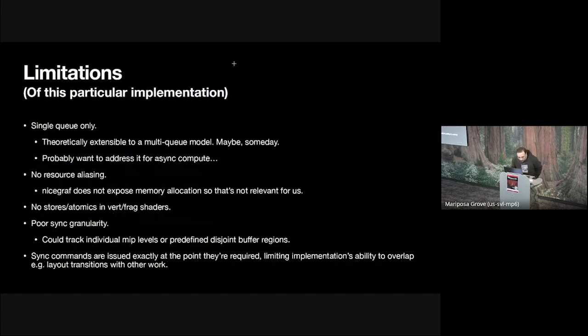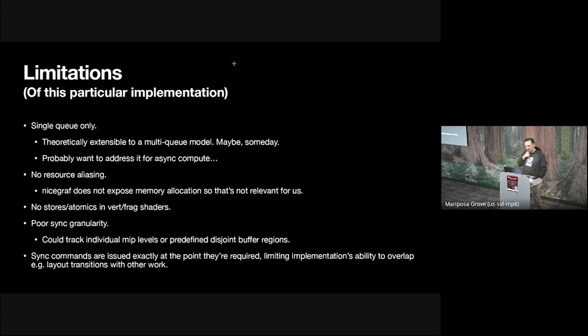So I want to talk about limitations of this approach, of which there are many, of course. First of all, everything that I talked about today is limited to single queue only. Like the NiceGraphs implementation is single queue. And I don't necessarily see a fundamental reason for why this method could not be extended to a multiple queue model, but take my words with a grain of salt because I haven't actually attempted it. And I also haven't thought very deeply about it.